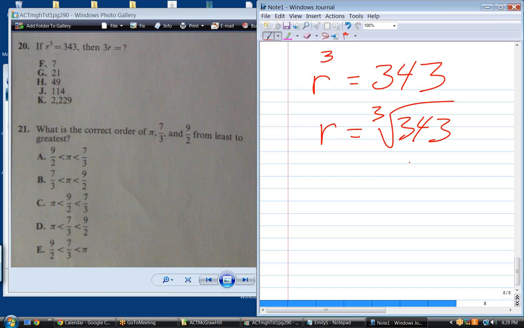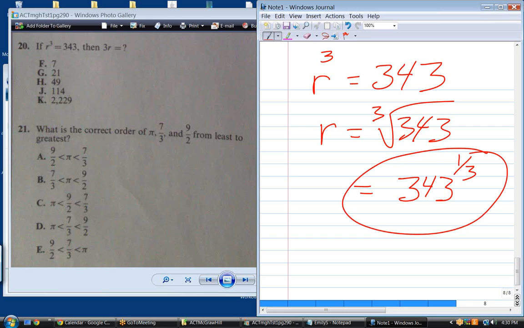And one way to do these on your calculator, the easiest way, is to take it to an exponent. What's the exponent that means cube root? 1/3. Square root is 1/2. Cube root is 1/3. Fourth root is 1/4, and so forth. So you can do this in your calculator. Just put 343 raised to the 1/3 power, or you can raise it to the 0.333, and it should give you the answer or something that is going to round off to be the right answer.